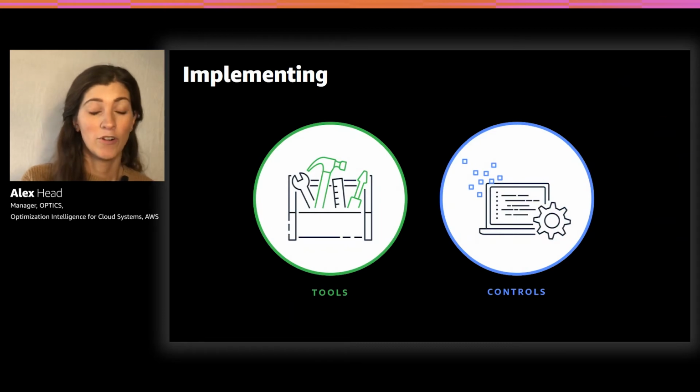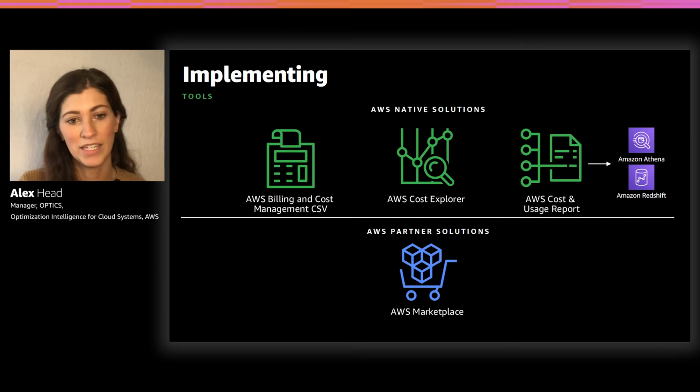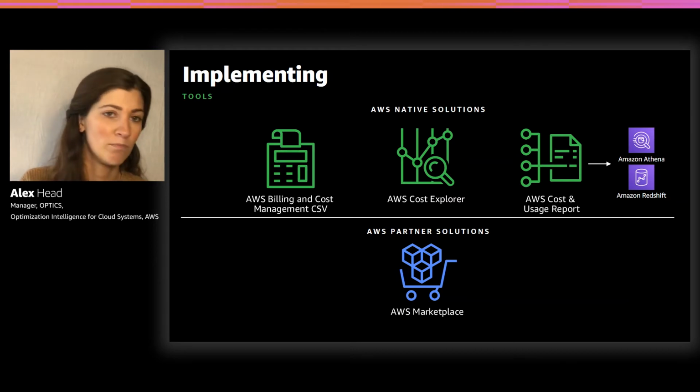For implementing, you're going to have tools and controls. Tools for actually doing the implementing, and then how do you make sure people are doing the implementing? Some of the AWS native solutions that we would use for this are the AWS Billing and Cost CSV, Cost Explorer, Cost and Usage Report, which you can then push into Athena or Redshift. And then, of course, we have some amazing partner solutions in the AWS Marketplace.